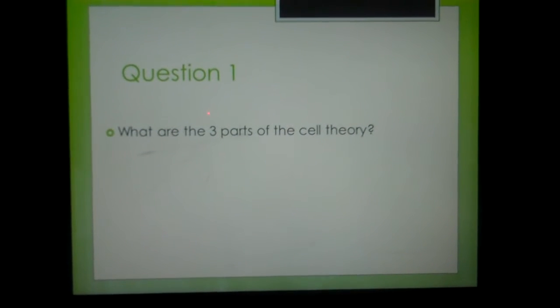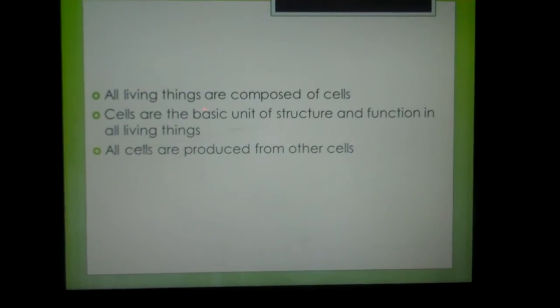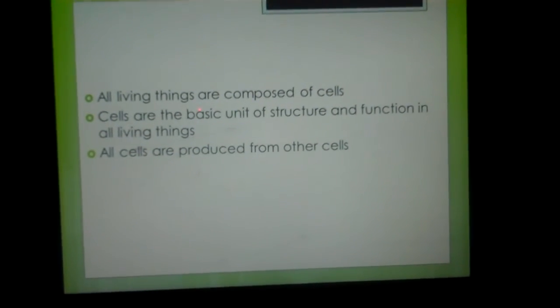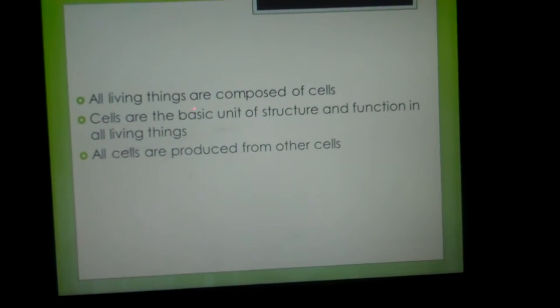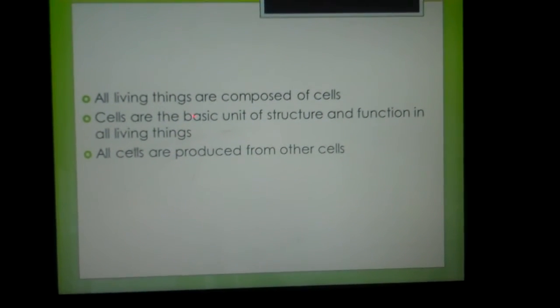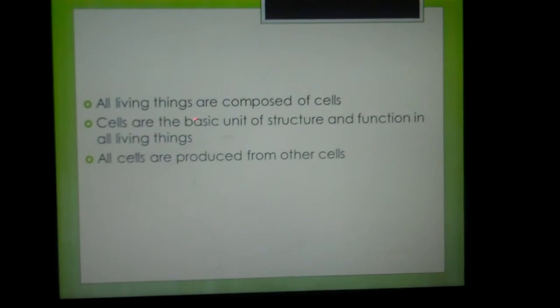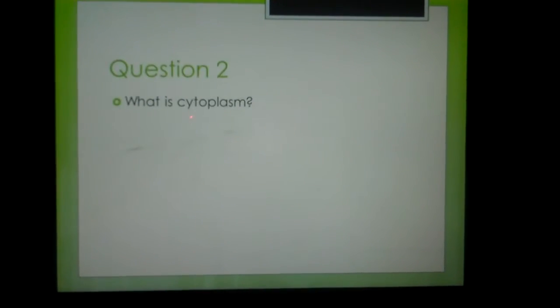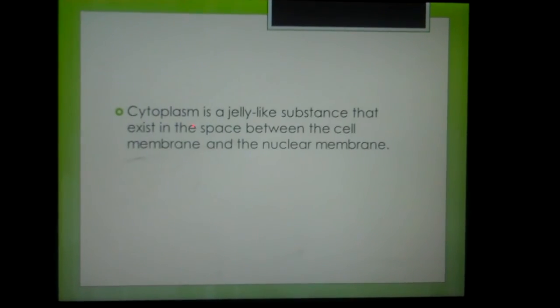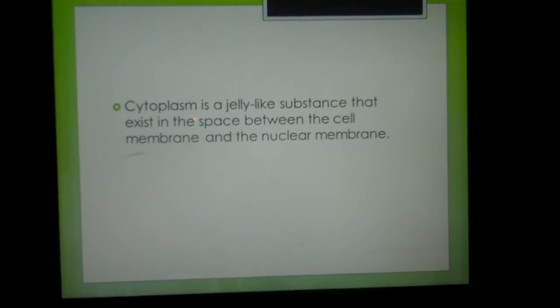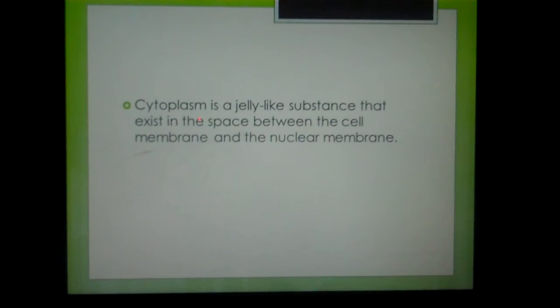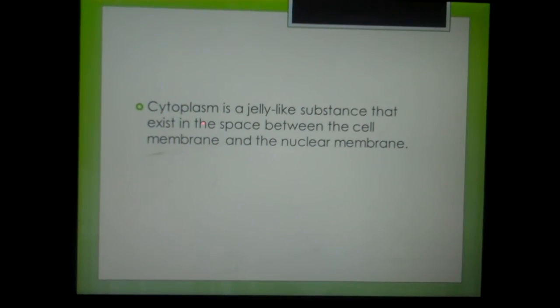Review questions. Question 1. What are the 3 parts of the cell theory? All living things are composed of cells. Cells are the basic unit of structure and function in all living things. All cells are produced from other cells. Question 2. What is cytoplasm? Cytoplasm is a jelly-like substance that exists in the space between the cell membrane and the nuclear membrane.